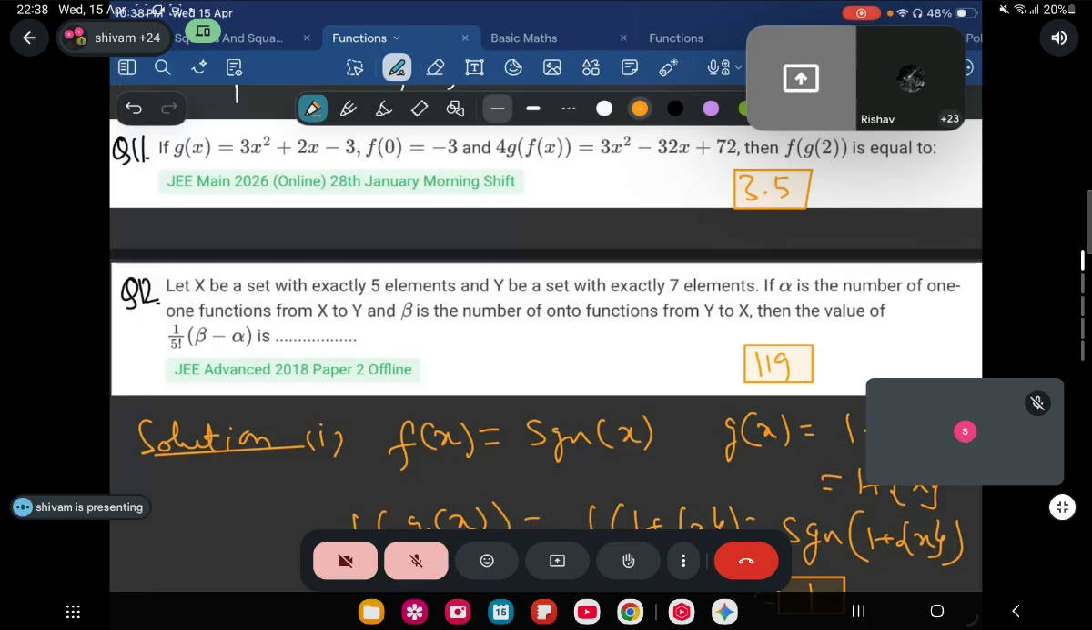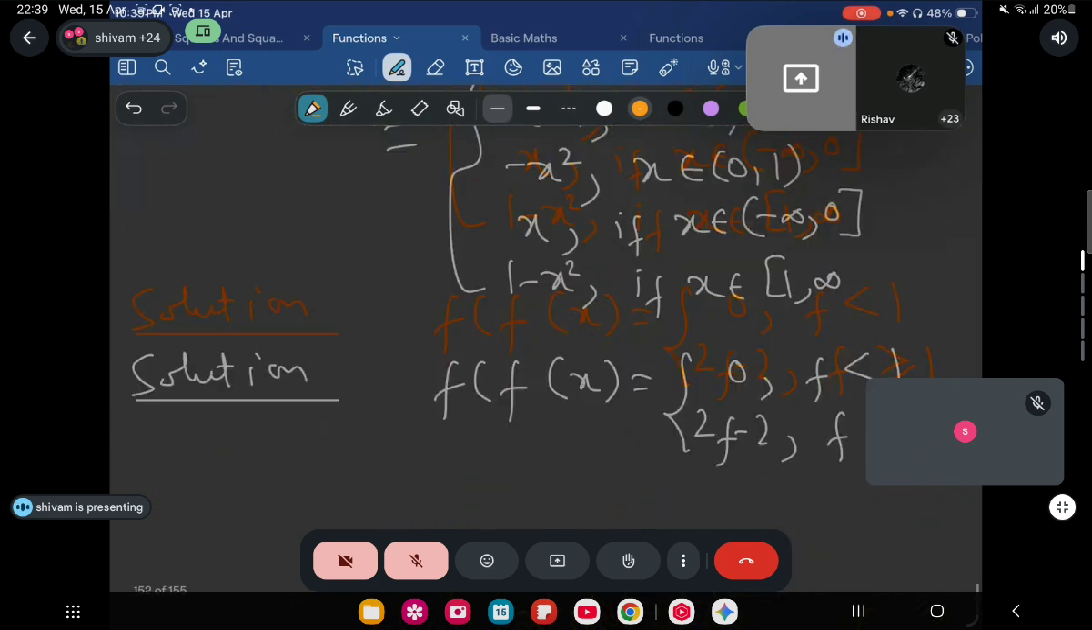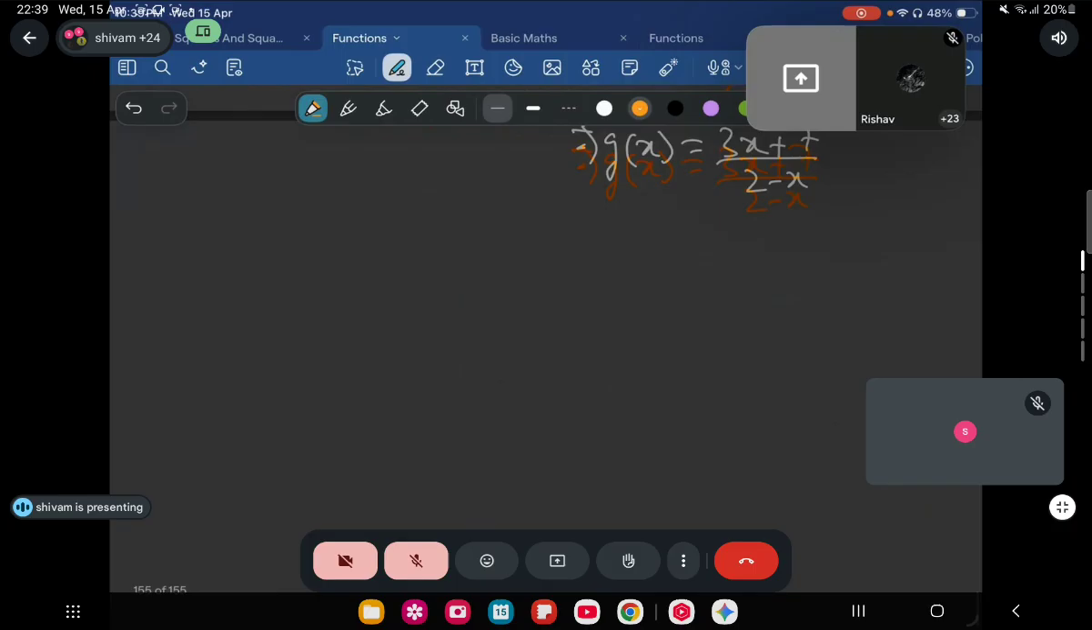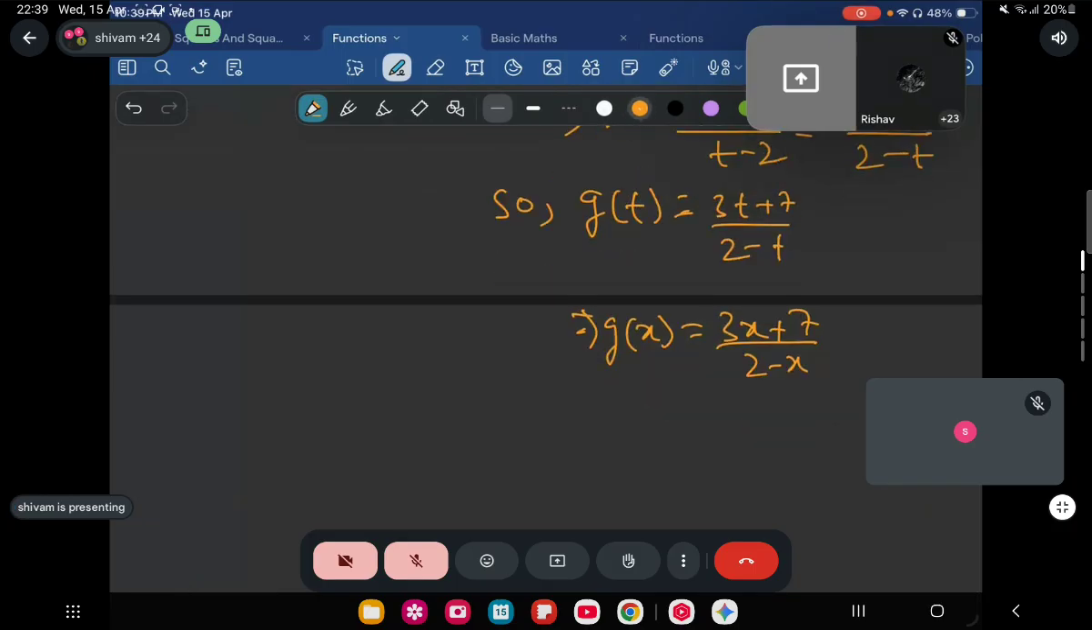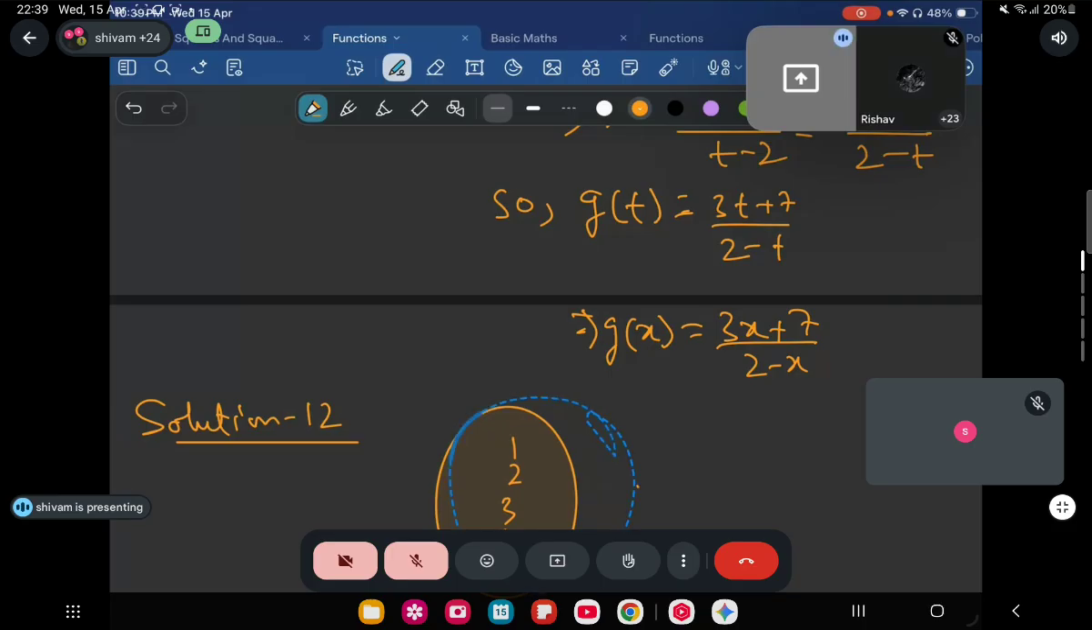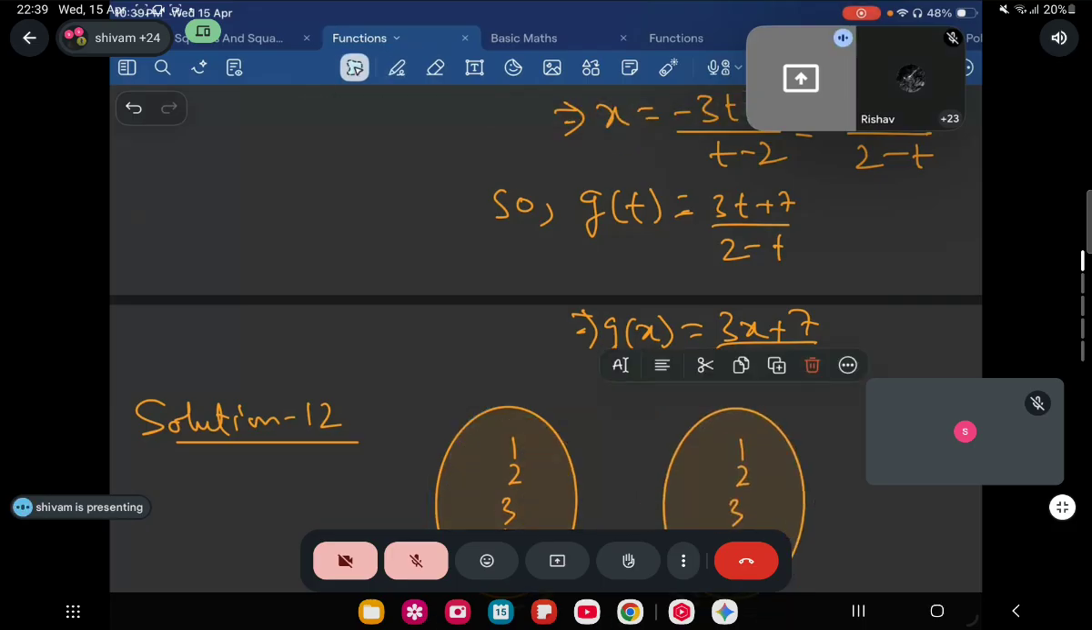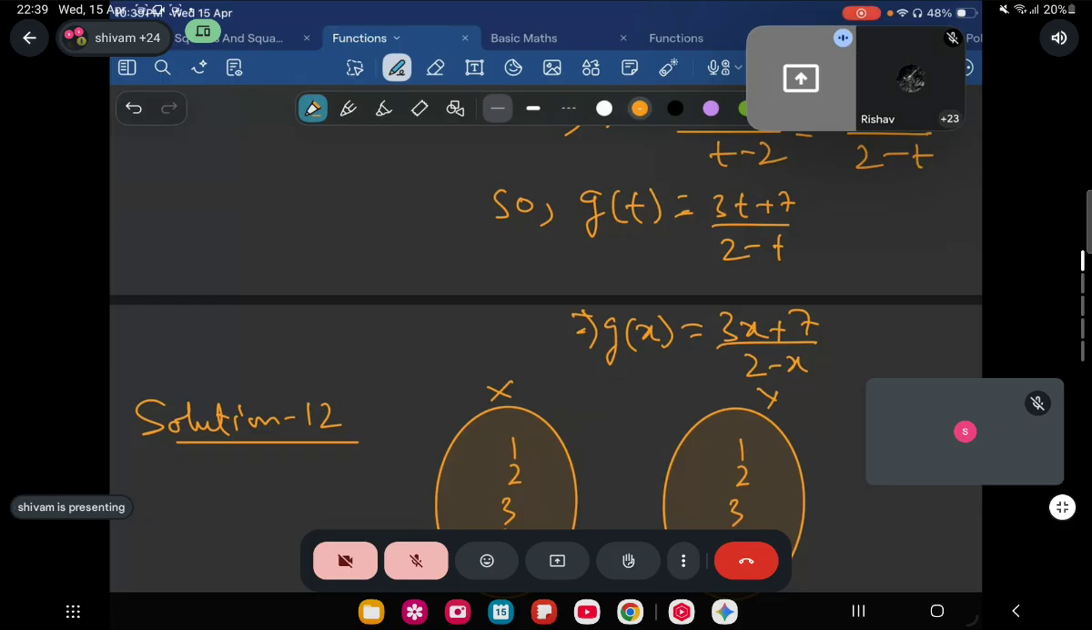Number 12. Yes. Let X be a set having exactly 5 elements, and Y be a set having exactly 7 elements. Alpha is the number of one-one functions. So Rishabh, what is the value of alpha? There are two sets over here. Set X contains 5 elements: 1, 2, 3, 4, 5. The two sets are X and Y. Set Y contains 7 elements.